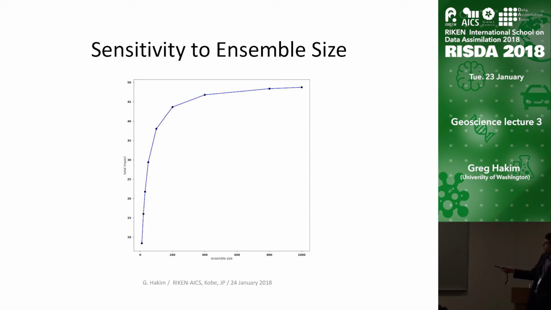And it continues to go up monotonically, all the way up to the largest ensemble we can make of 1,000, but it's pretty much reaching the asymptotic limit around 200 or so. So this is another way to choose the ensemble size, is how much information you think you can wring out for the computational resource that you have.